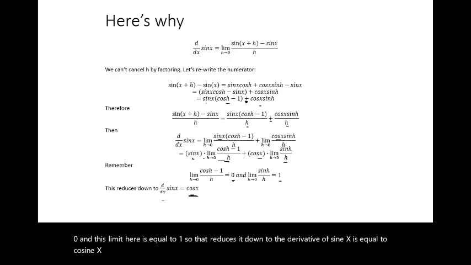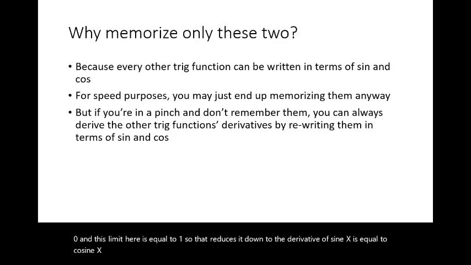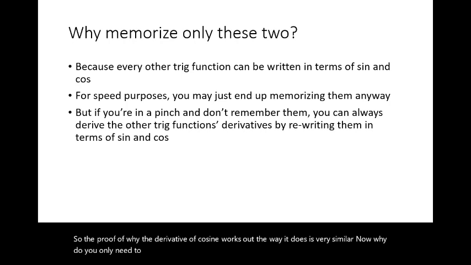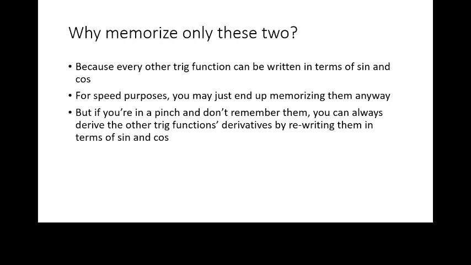The proof of why the derivative of cosine works out the way it does is very similar. Now, why do you only need to really memorize these two? Because every other trig function can be written in terms of sine and cosine. If you are stuck and you don't remember the derivative of, let's say, tangent, you can always rewrite it in terms of sine and cosine and use quotient rule to figure out its derivative. Now, that will take a while, and we're actually going to do it in the next problem.